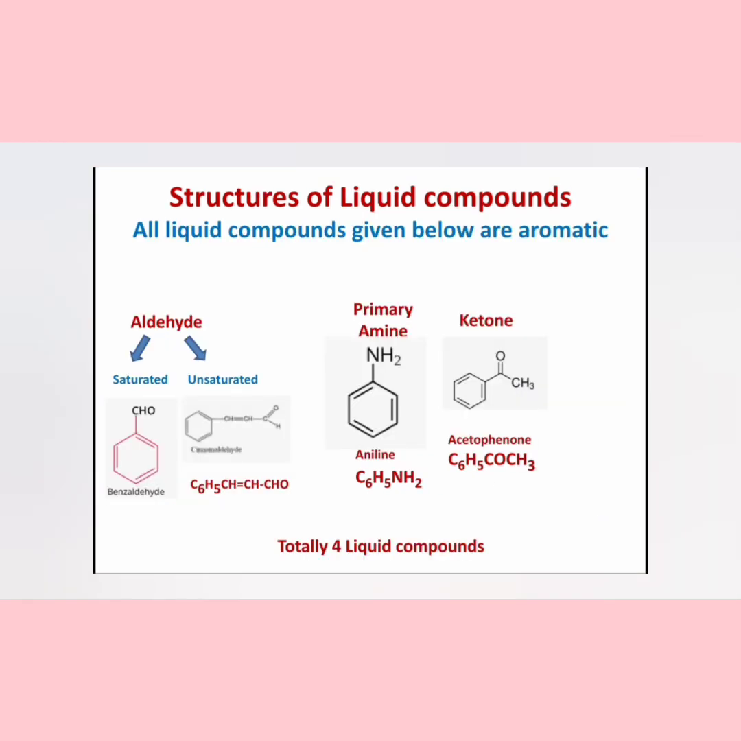Among the liquid compounds, you can see these are the structures: benzaldehyde, cinnamaldehyde, and aniline, and the ketone is acetophenone. So all the 4 liquid compounds are aromatic. So if you get a liquid compound, definitely you can write it as aromatic. And you have to test whether it is saturated or unsaturated, because only one aldehyde is unsaturated. So for example, among the liquid compounds, if you do the saturation test and you get unsaturated, then definitely it should be cinnamaldehyde.